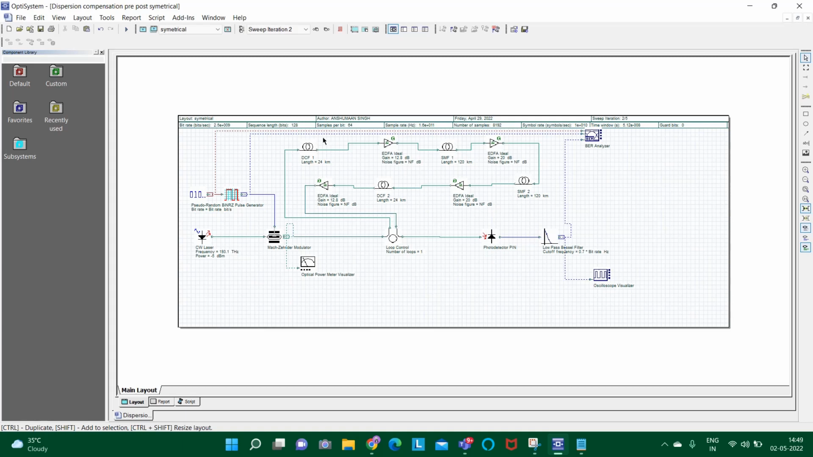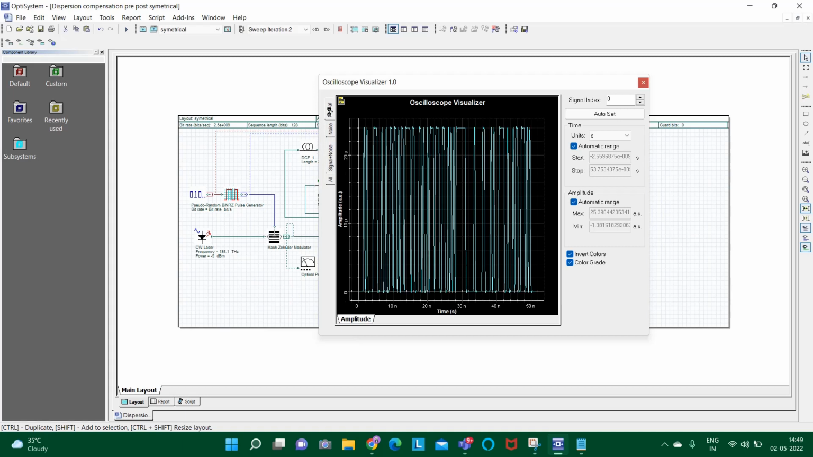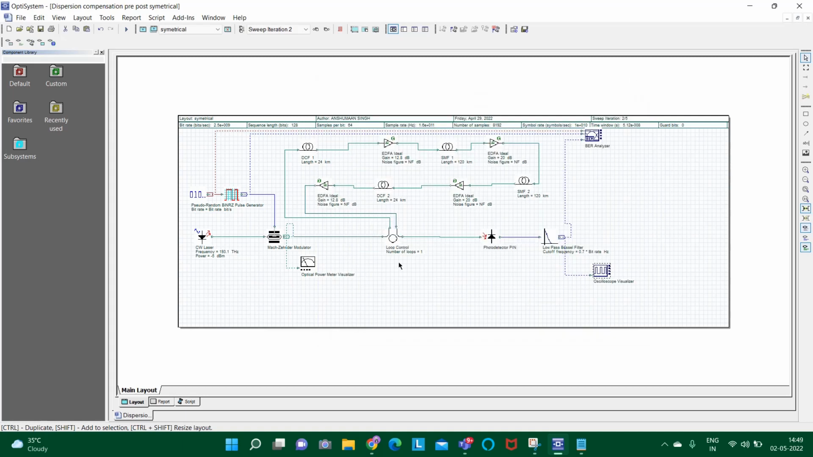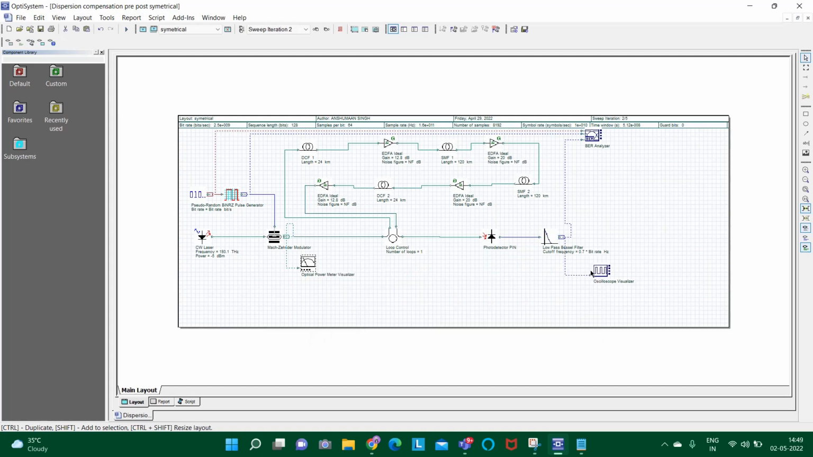You can see the layout, and the author name is my name, and I have generated this circuit on 29th of April. The sample of bits is 64, the sample rate is 1.6 into 10 to the power 11. So the same thing is there. If I want to see the oscilloscope, you can see the oscilloscope, the signal plus noise, and the noise signal, the input signal, all those things here. And this is my optical power meter, which gives me the power in dBm as well as power in watt. And the number of loops I am taking as 1 here.